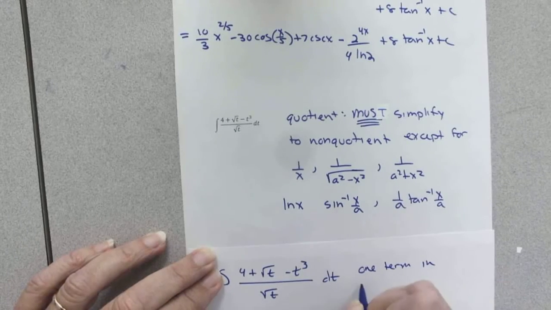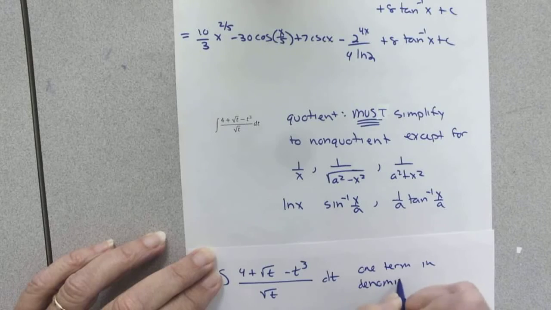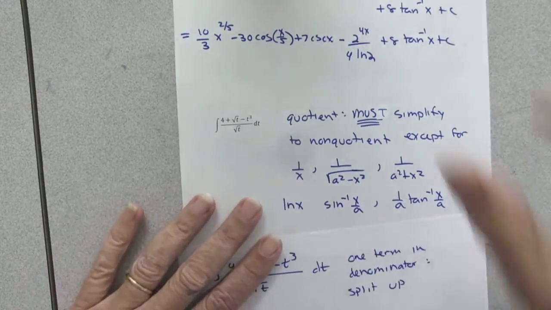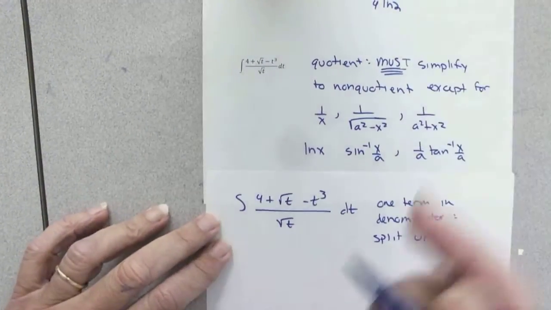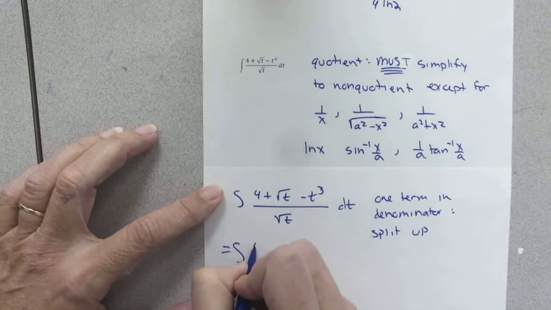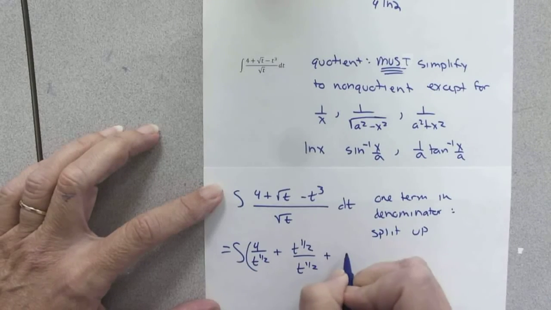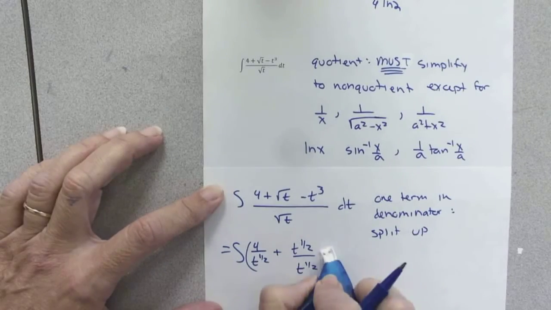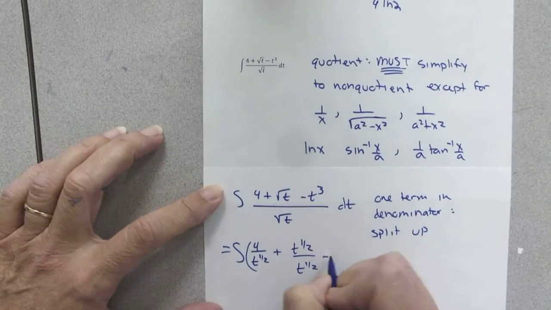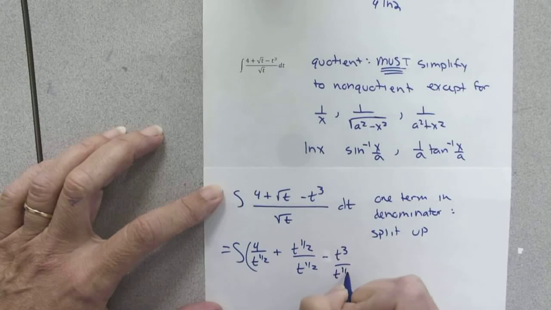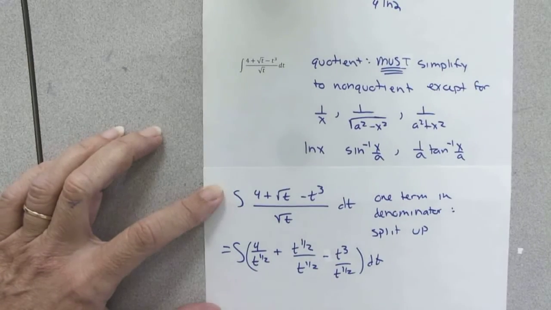One term in denominator. What we have frequently done, that's worked frequently, is split up. So that's going to be 4 over t to the 1/2 plus t to the 1/2 over t to the 1/2 minus t cubed over t to the 1/2 dt.